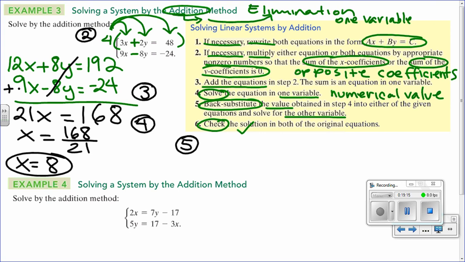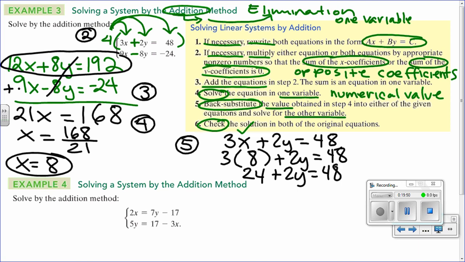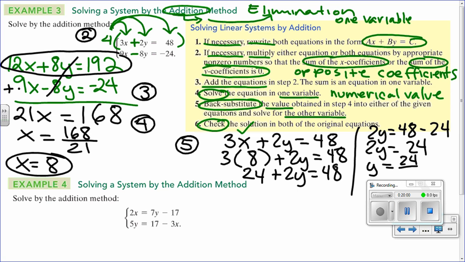We can pick any equation. We could take equation 1 or 2, or we could even pick the one after we multiply. It doesn't really matter. However, I like to stick with the originals. So I'm going to take 3x plus 2y equals 48, and substitute the numerical value for x, which is 8, and solve for y. So 24 plus 2y equals 48. 2y is 48 minus 24, so 2y is 24. So y is 24 divided by 2, which is 12.